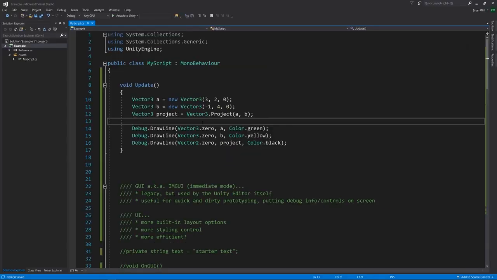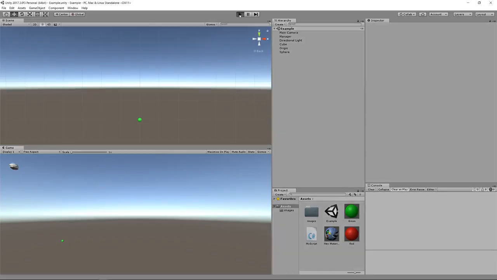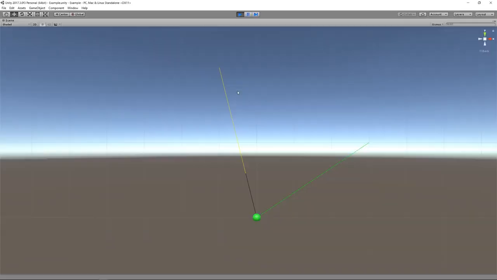Here's a little illustration of the project method. We have our vectors A and B, and we're projecting A onto B. We're going to draw A in green, B in yellow, and the projection vector in black. Come over here, play the game, maximize this.